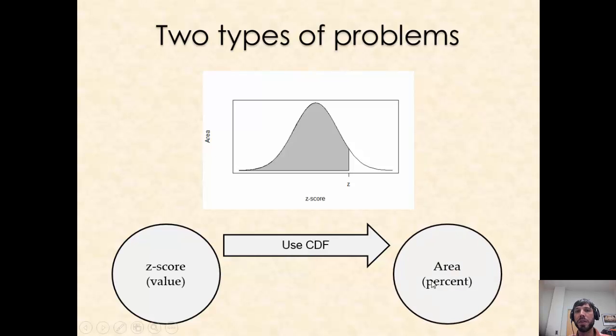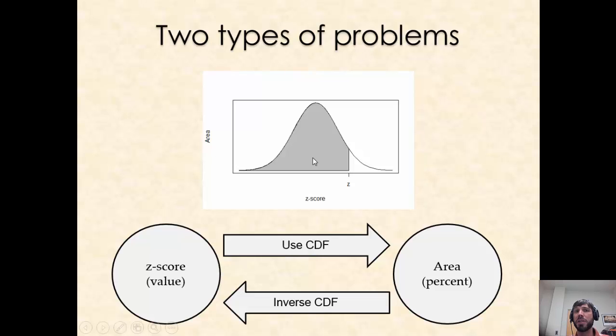So for example, given a value of z on the x-axis, how would you find this corresponding shaded gray area, the y-axis? But there's also the other problem, which we call inverse problems, which work in the reverse direction. We're given an area or percent, and we use the inverse CDF to find the z-score value. So in these problems, it's more typical to be given this area, and the goal is to figure out which value of z would give us the appropriate cutoff.